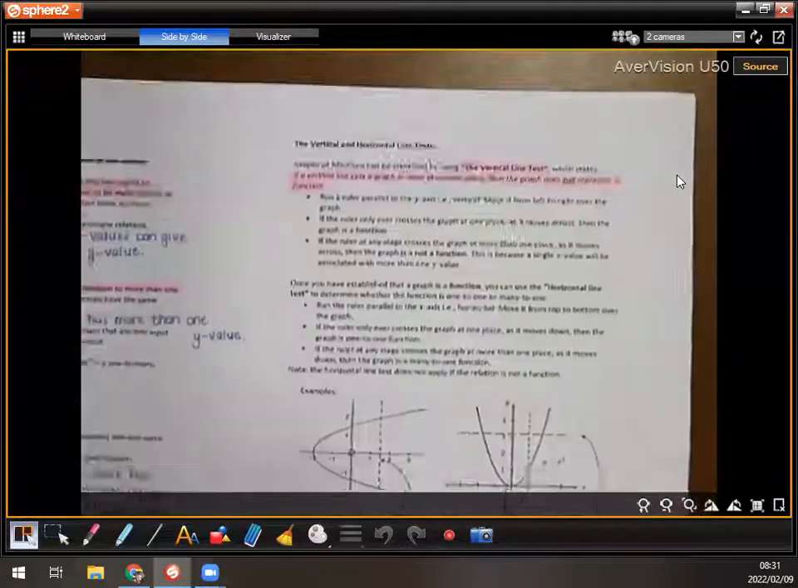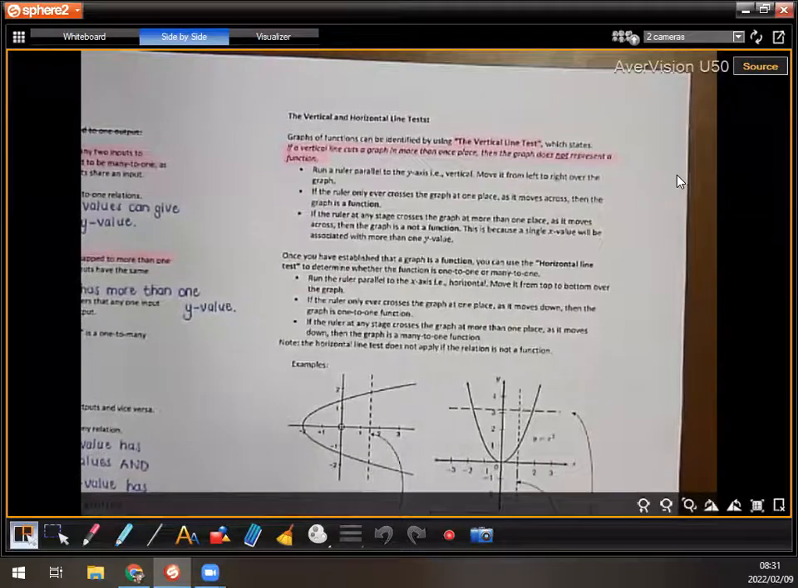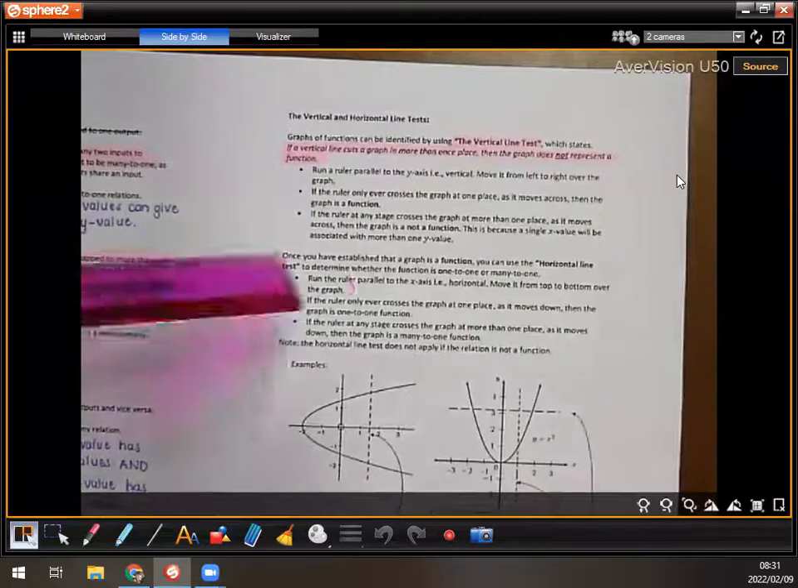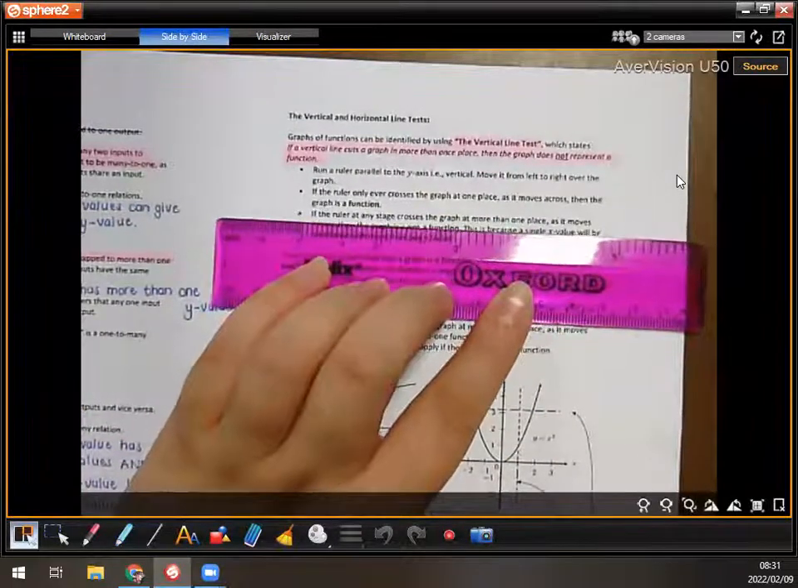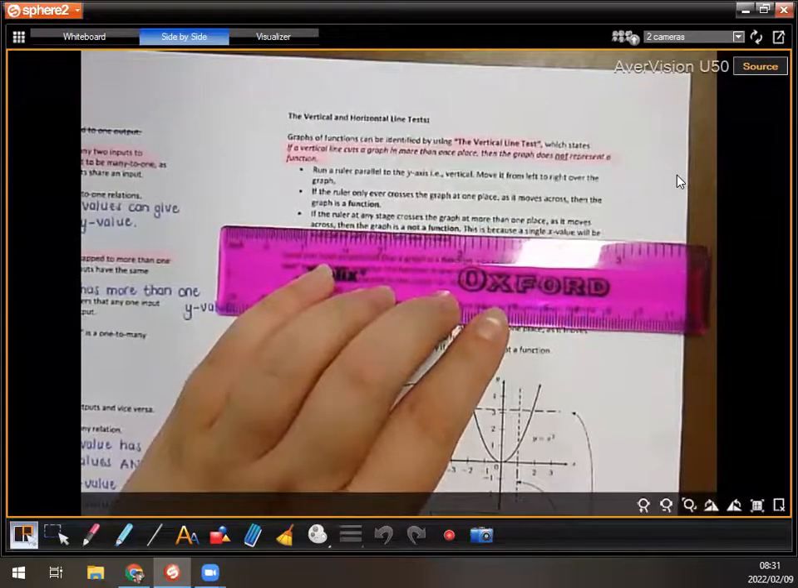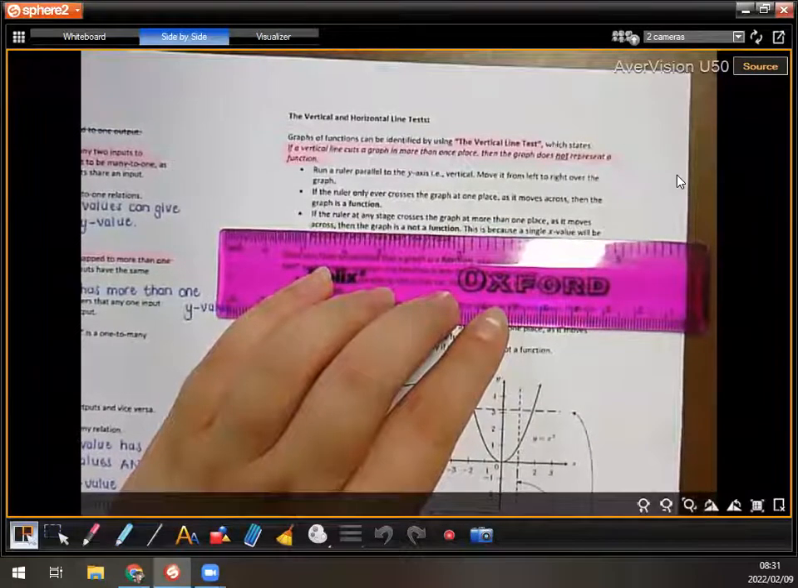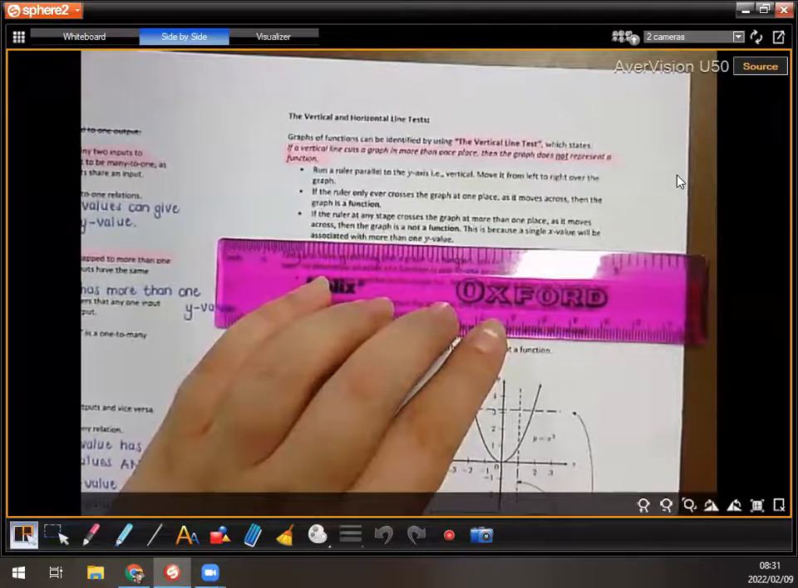So let's see, what did they write here? They've actually listed a whole method. Run a ruler parallel to the y-axis, i.e. vertical. Move it from left to right over the graph. If the ruler only ever crosses the graph at one place as it moves across, then the graph is a function. If the ruler at any stage crosses the graph at more than one place as it moves across, then the graph is not a function. This is because a single x value will be associated with one y value.